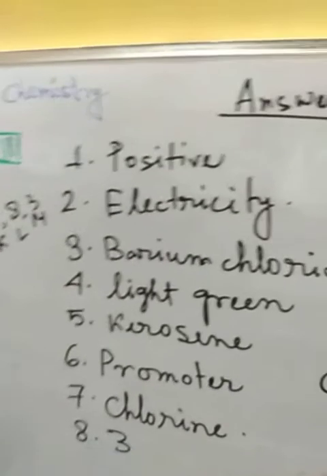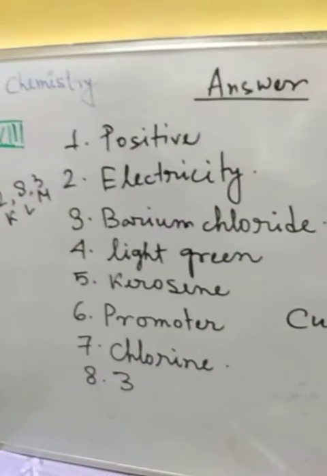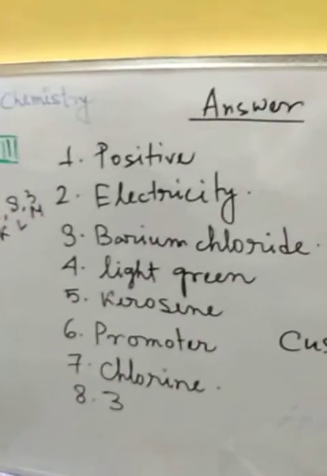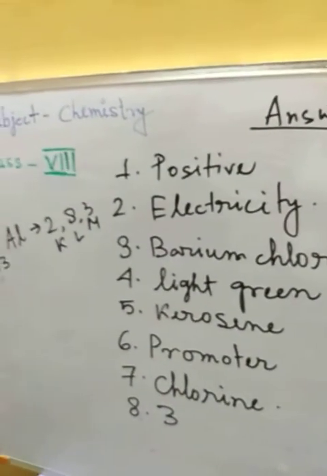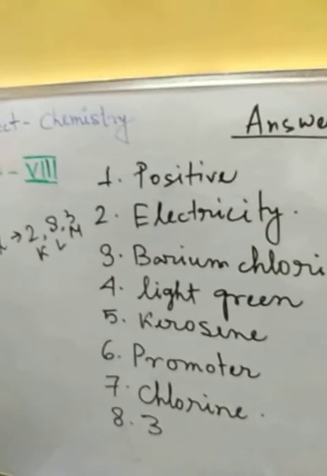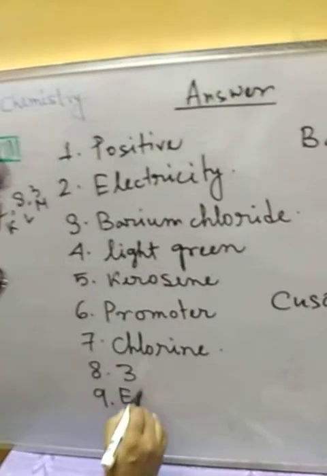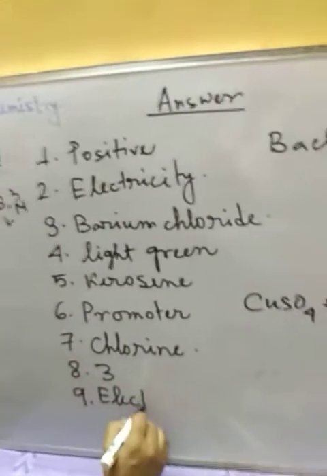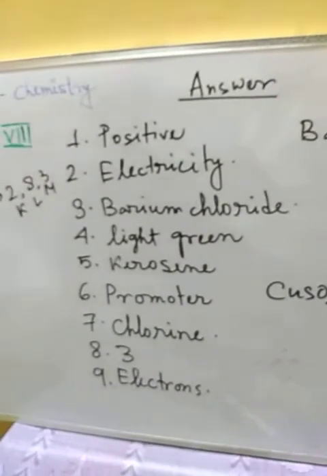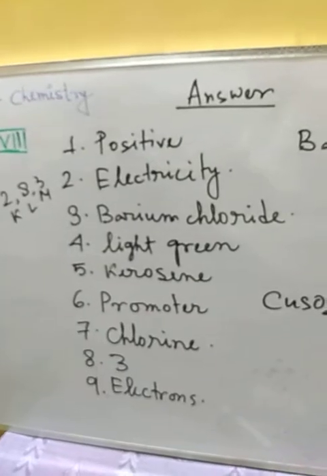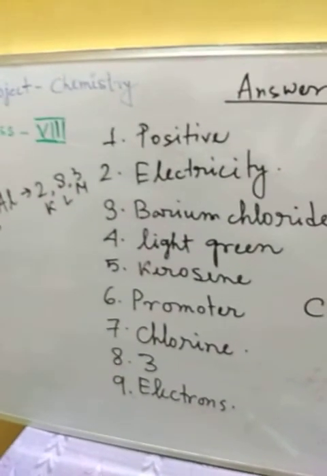Dash revolve in circular orbits in the space available around the nucleus. So what revolve in circular orbits? We know around the nucleus electrons revolve in a circular orbit. So the answer will be electron. Electrons revolve in circular orbits in the space available around the nucleus.